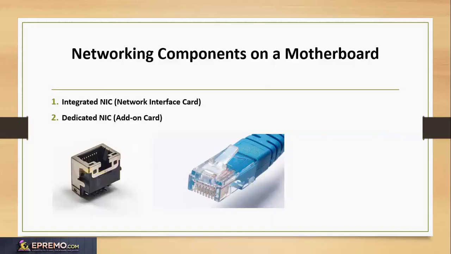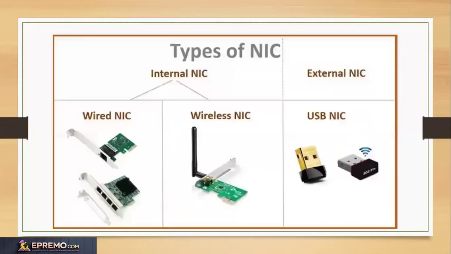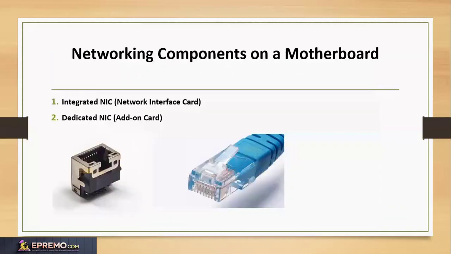But if you want to expand it, probably because the speed of the embedded one is less or the range is less, then you can use a dedicated network interface card, which will look like something of this nature. So this is a dedicated network interface card which you can insert into your motherboard to expand, either to increase the speed of your existing network interface card, or to increase the range, or to increase the bandwidth, right? So that is a dedicated network interface card.